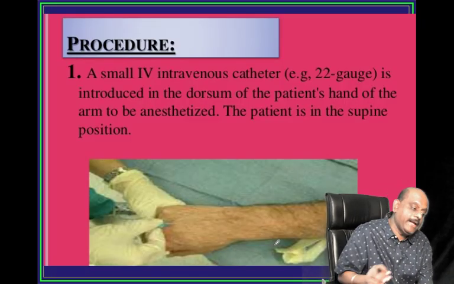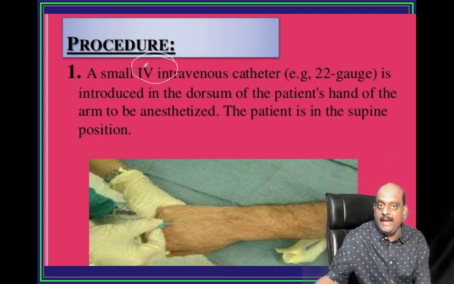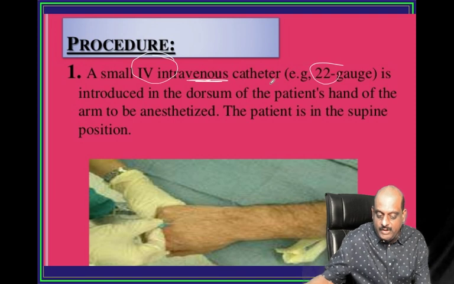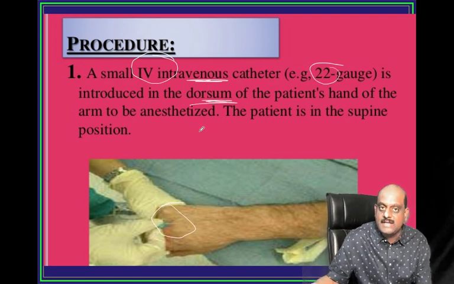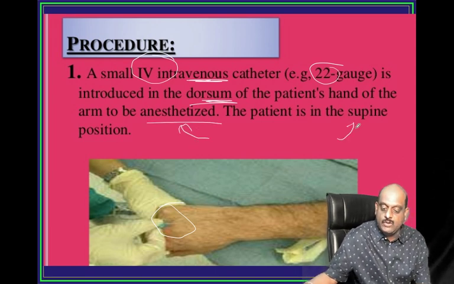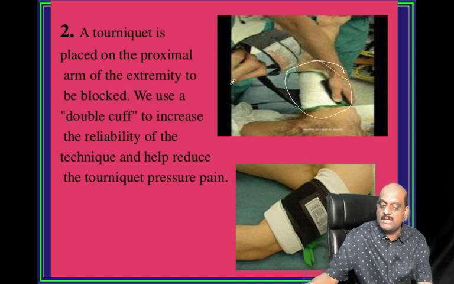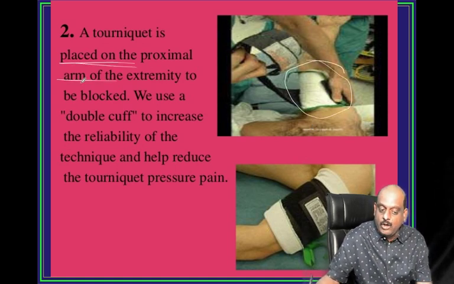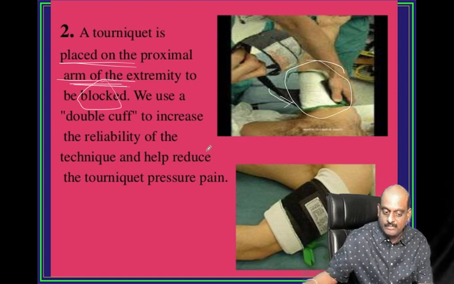Achha bhaiya, ye Bier's block kaise dete? A small intravenous catheter, 22 gauge wala, is introduced in the dorsum of the patient's hand, which needs to be anesthetized. The patient is in supine position. Now, you'll be applying a tourniquet on the proximal arm of the extremity, which needs to get blocked.